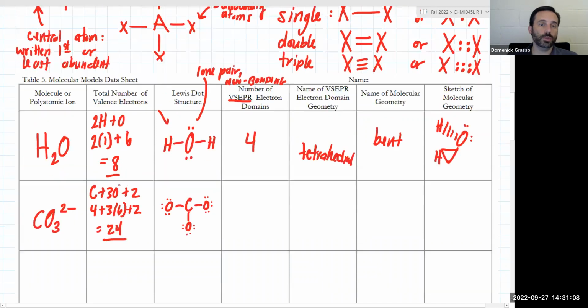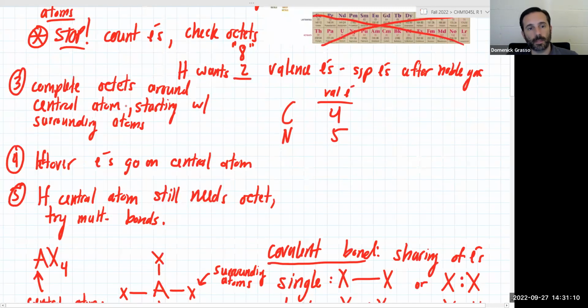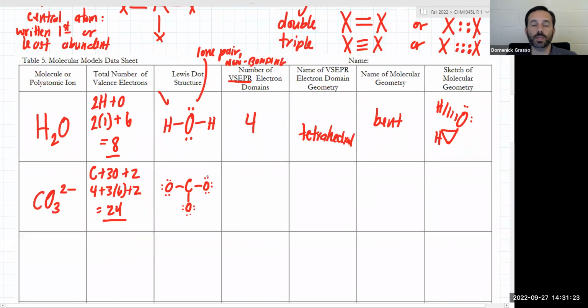If I go to my rules up here, I completed my octets and I don't have any leftover electrons. So that's when I have to do step 5, if you need to. I need to try multiple bonds. I need to share electrons. The atoms that share electrons are typically the surrounding atoms. So I've got a bunch of these dots around oxygen. If I want to share them, I can simply draw them between those two atoms. You are drawing the picture, so don't feel uncomfortable about changing it right there.